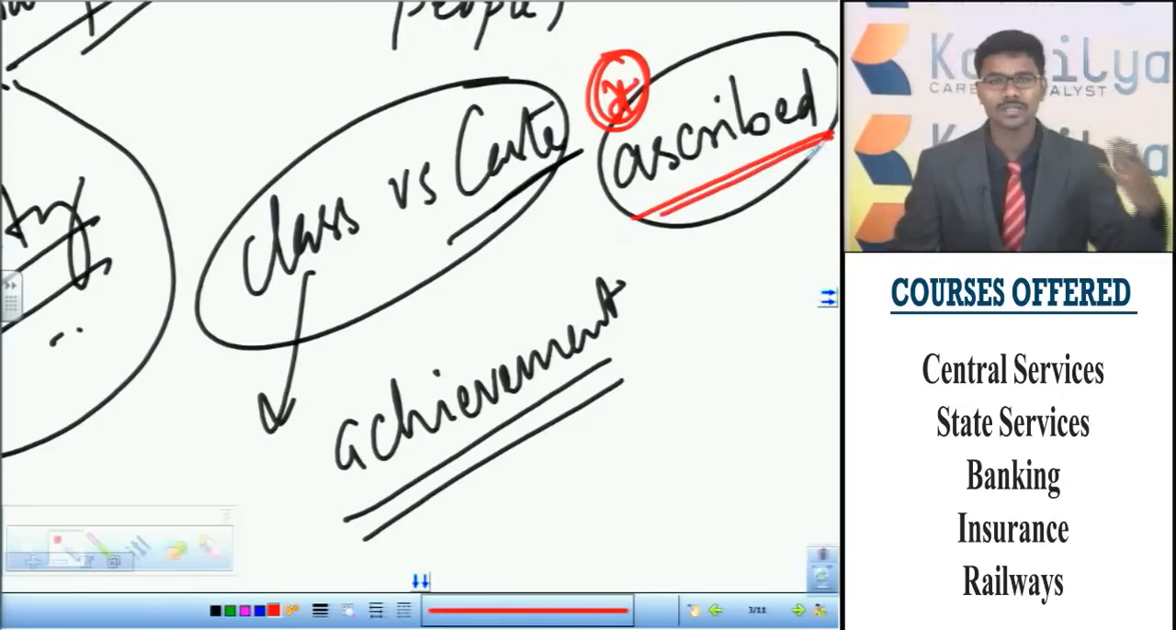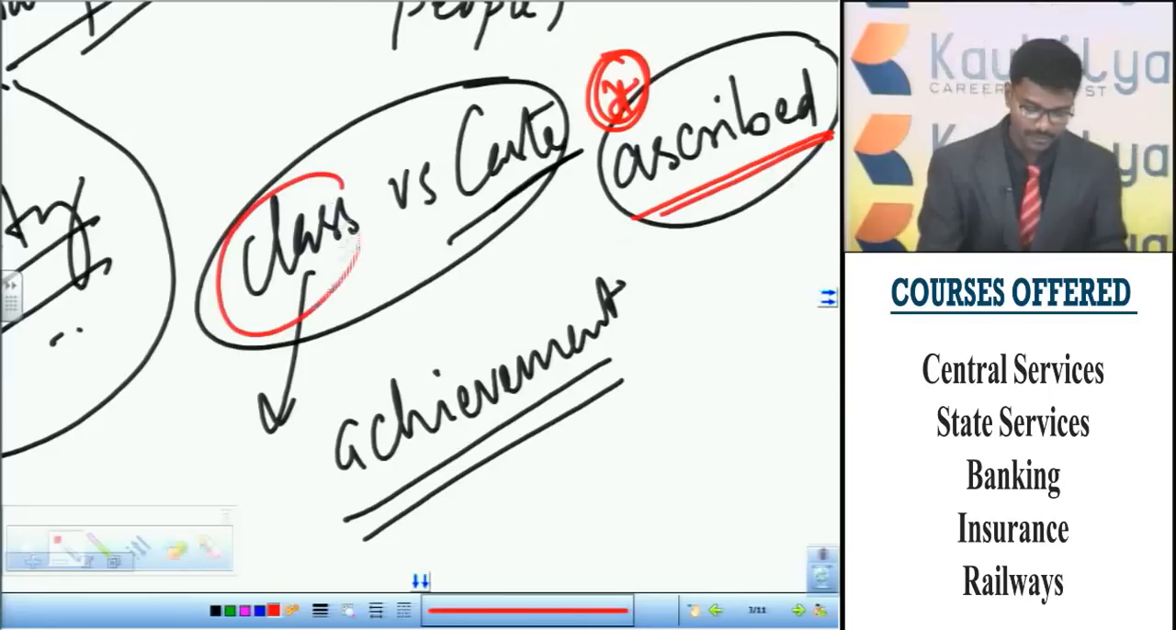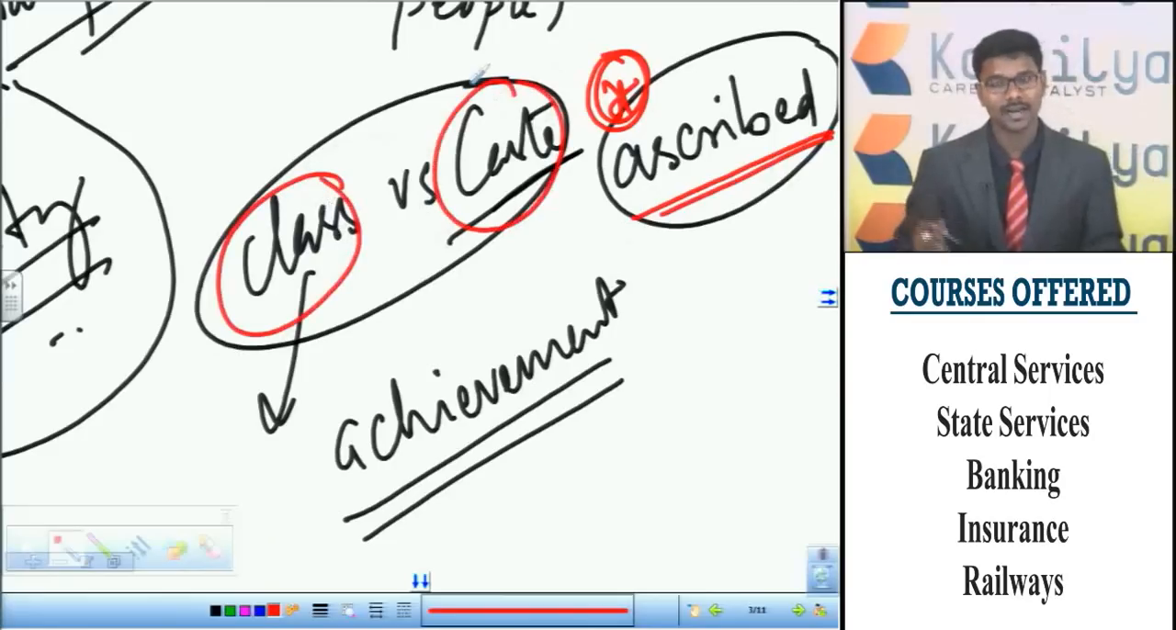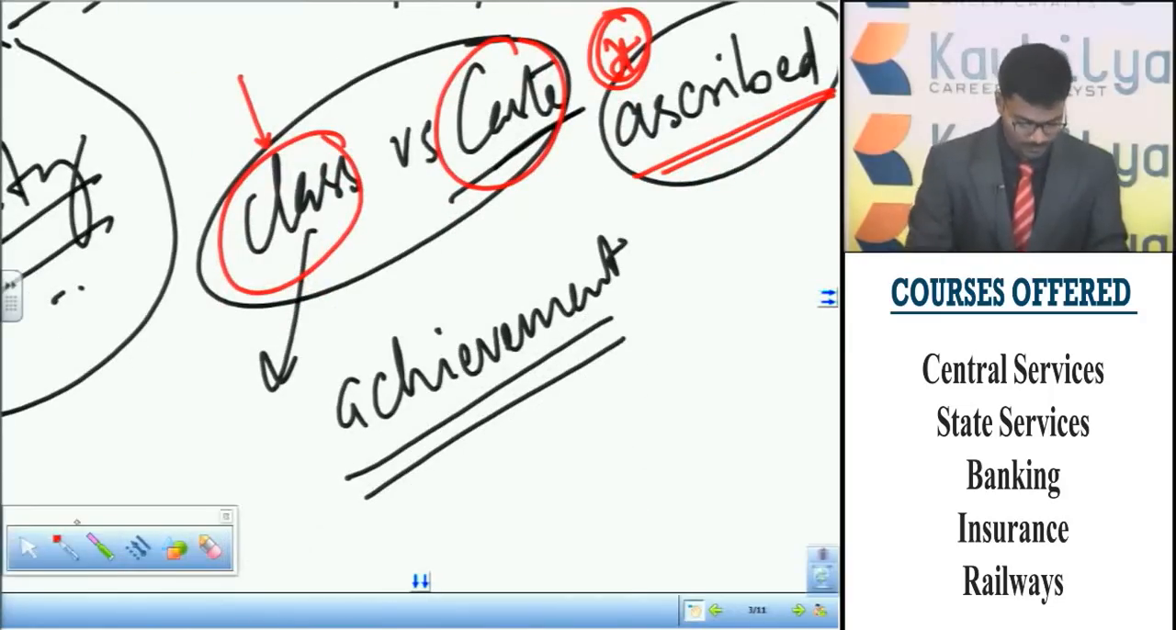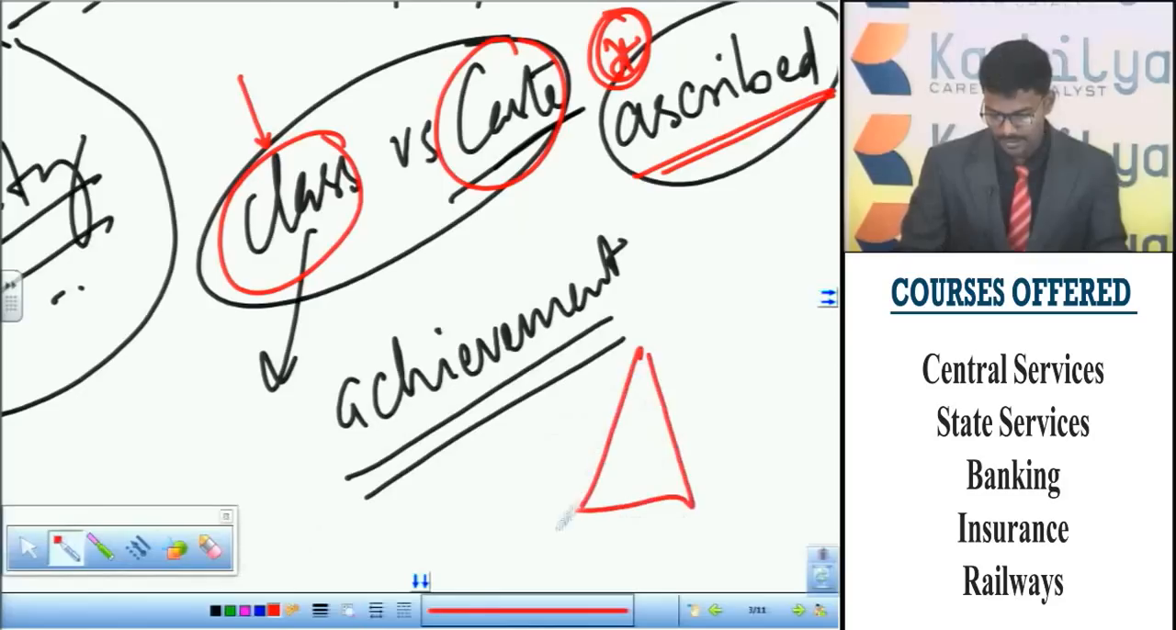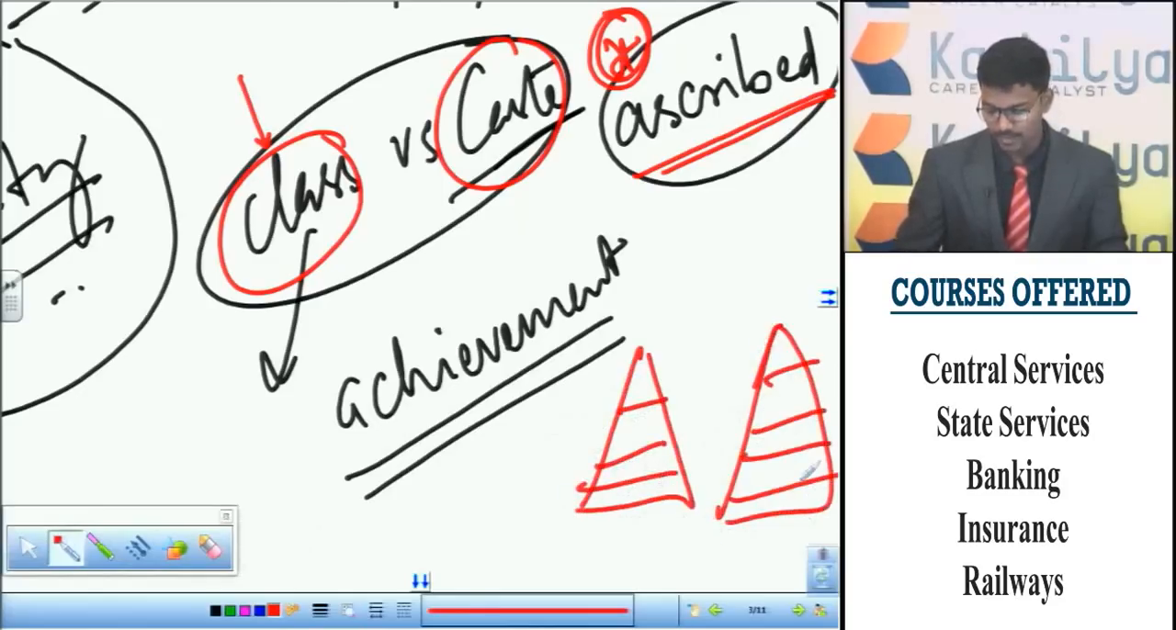The respect also is the same in the traditional village setup. Fine. So that is the difference between class and caste. And another difference is, this is the hierarchy in the class system, and this is the hierarchy in the caste system. One class person can marry a person of another class.